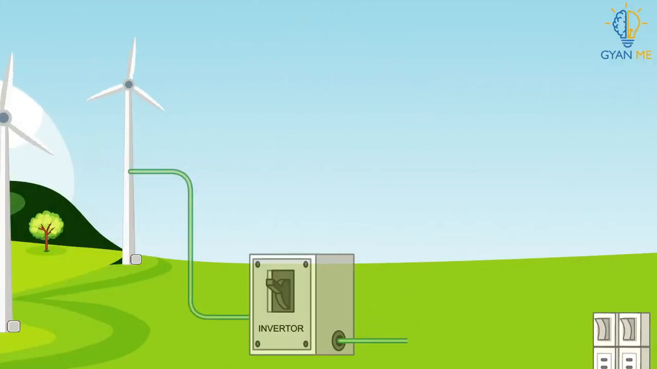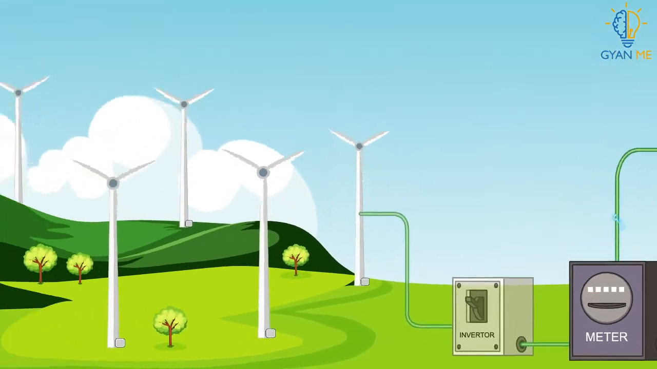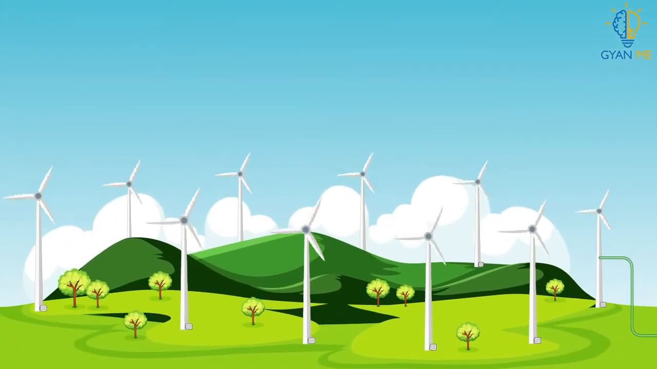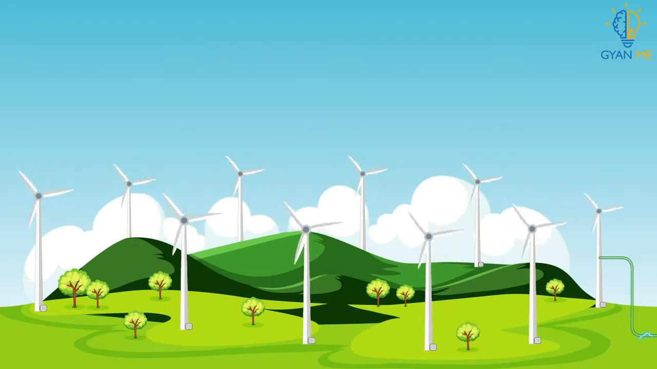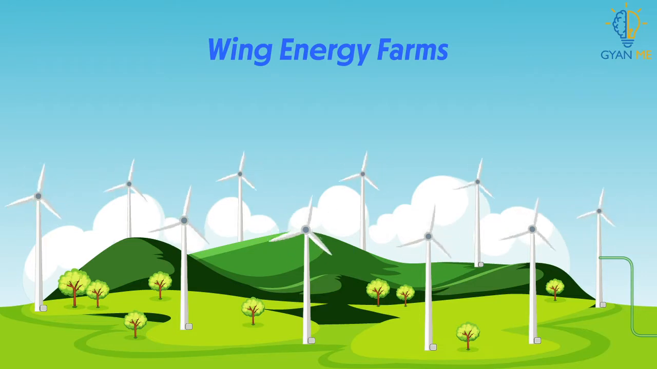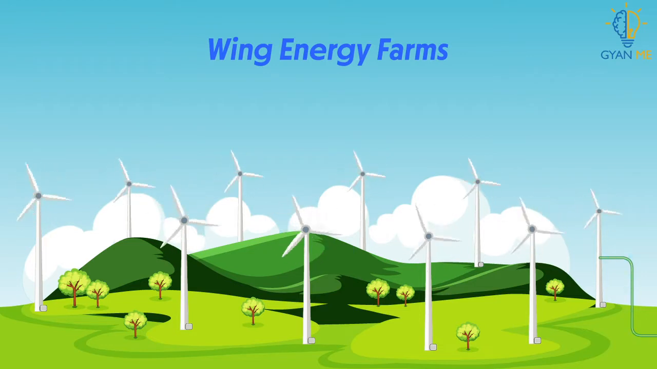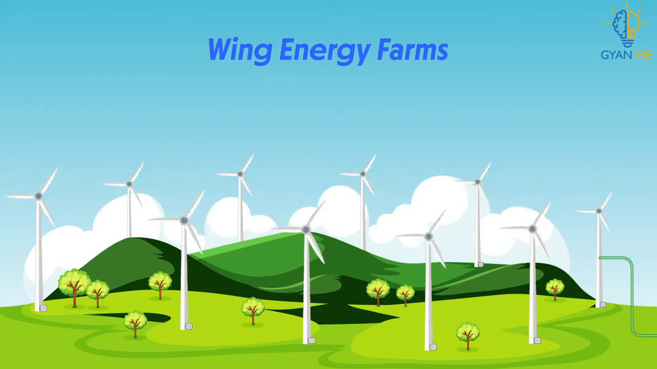A single wind turbine can generate a very small amount of electricity that cannot be used for commercial purposes. To generate electricity on a large scale, we need to install a number of windmills over a large area. This area is known as the wind energy farm. In these farms, the wind energy from each windmill is coupled together to obtain electricity on a commercial scale.